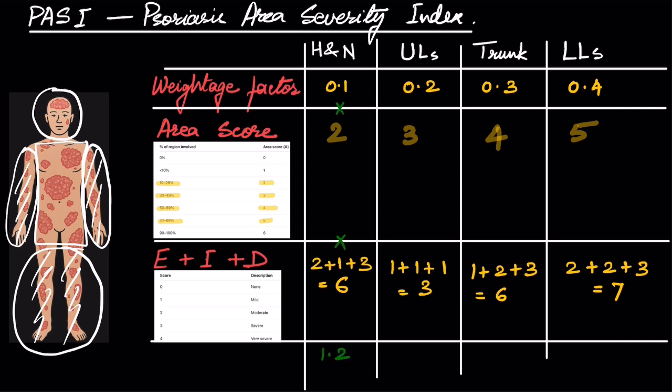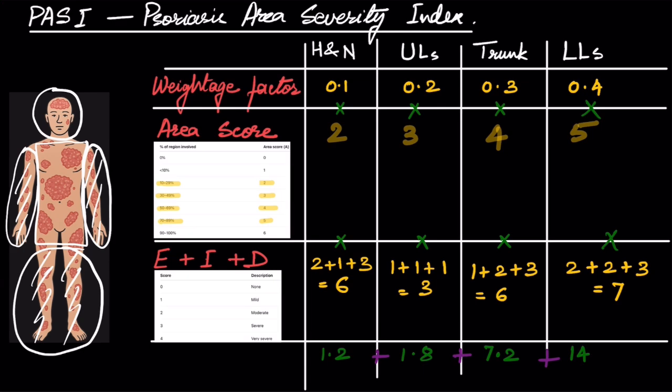For upper limbs, the PASI will be 3 into 3 into 0.2, which comes out as 1.8. For trunk, it will be 6 into 4 into 0.3, which is 7.2. The PASI for lower limbs will be 7 into 5 into 0.4, which is 14.